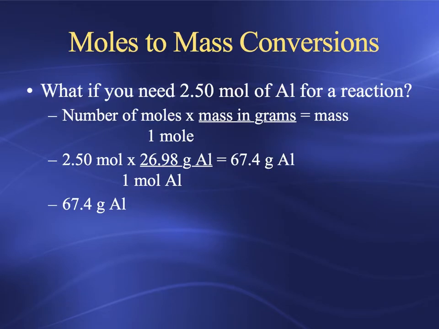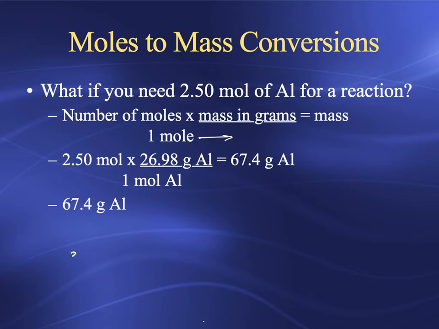Let's say you are performing a reaction and you need exactly 2.5 moles of aluminum. We'll get to a point this year when we are doing labs that you need to know exactly how much of a chemical you need. The number of moles times the mass in grams divided by 1 mole is equal to its mass. We can show you what this looks like down here at the bottom. All we are doing is using dimensional analysis to cross off units.